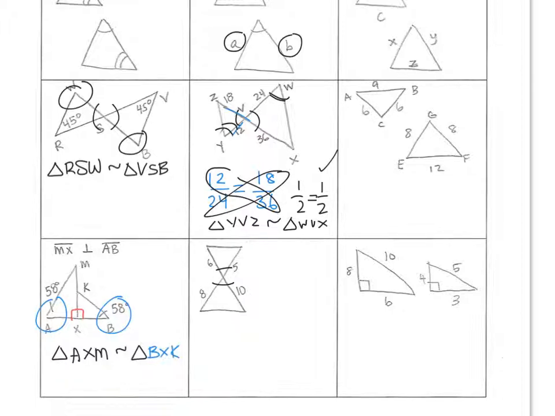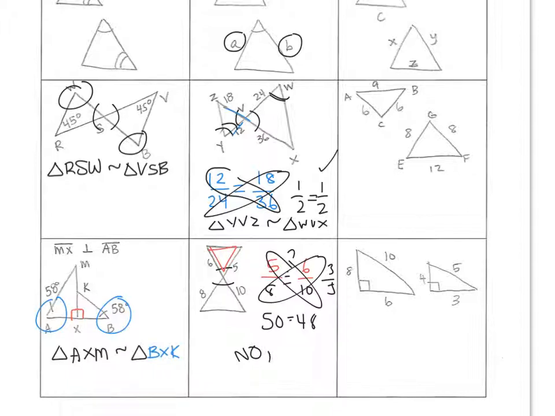We're going to see if it's side-angle-side. So I take one of the triangles and I write the sides from least to greatest. Then I take the other triangle and write those sides from least to greatest. And I want to see if those are equal. Are the cross products equal? So does 50 equal 48? Nope, they're not. Or you can see this reduces to 3/5, which is not the same thing as 5/8. So nope, these are not similar.